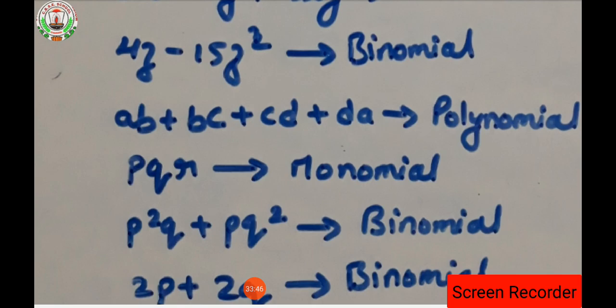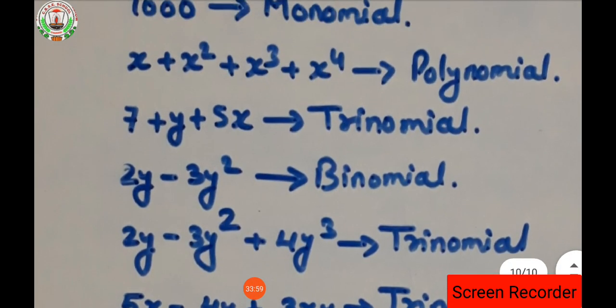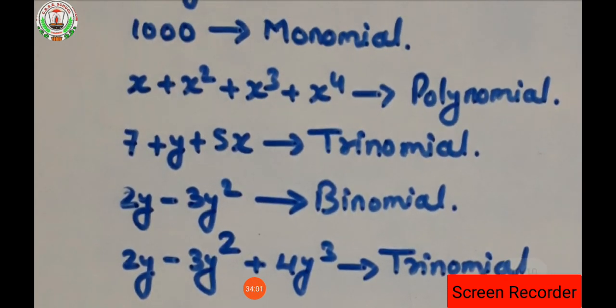Now in the question it is asked that you have to categorize which has more than 3 terms. So with more than 3 terms, the first one is AB plus BC plus CD plus AD. This is a polynomial, and one more polynomial is there, isn't it? That is x plus x square plus x cube plus x to the power 4. So these are the 2 expressions which have more than 3 terms. Okay. So in the next video, tomorrow, we are going to solve question number 3 and 4. Thank you everyone.